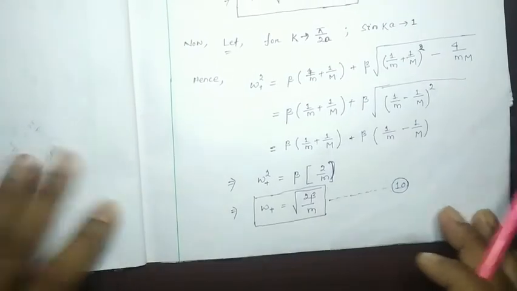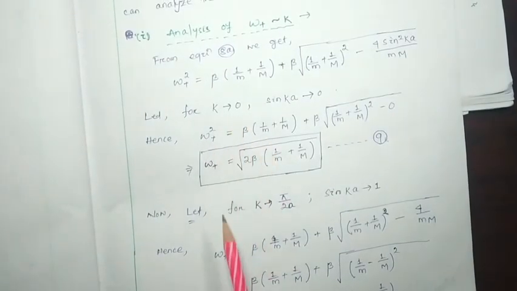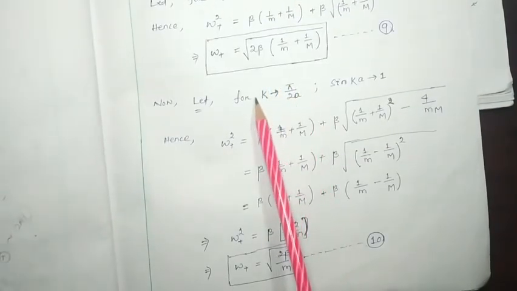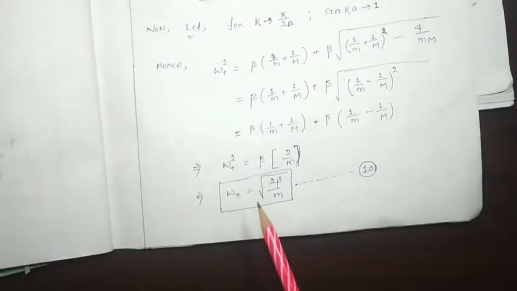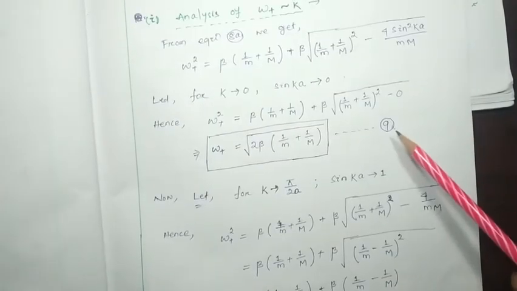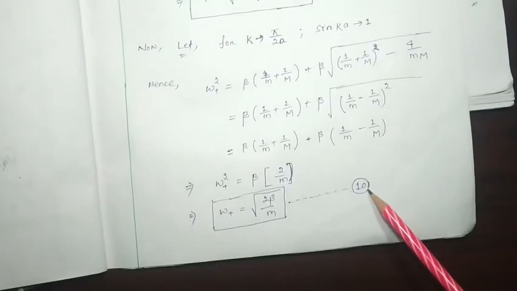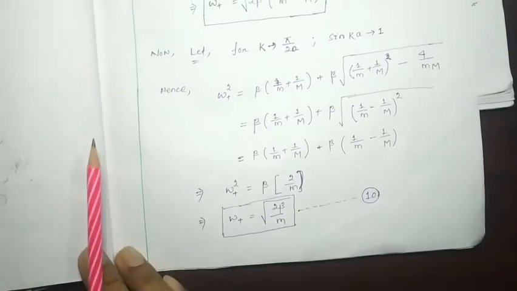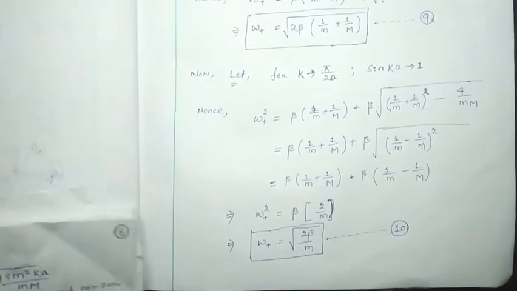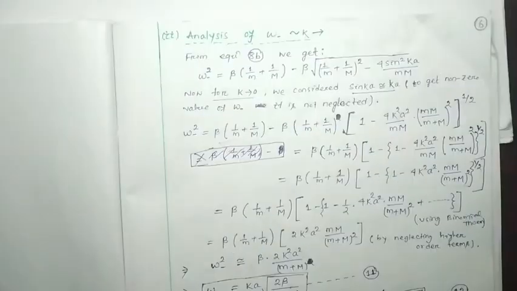So here, when k tends to 0, omega plus we found this much value, and when k tends to pi by 2a, omega we found is root over 2 beta by m. This is equation number 9 and this is equation number 10. Now we have to consider omega minus versus k.